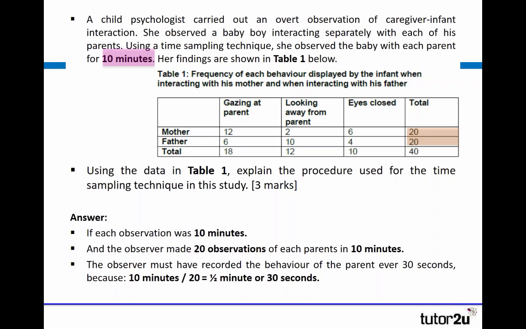So just be aware, they might not ask you to define what time sampling is. They might actually ask you to work out how many times someone was sampled in a particular question. And that would be your answer. You just need to show how the procedure was used. Okay. So as I've said, we know from the extract that the observation was 10 minutes long. We know there were 20 observations that took place for each parent, for the mother and the father. So therefore, each observation must have been taken every 30 seconds. Okay, and I've given you the work in there. Quite a tricky question, that one.